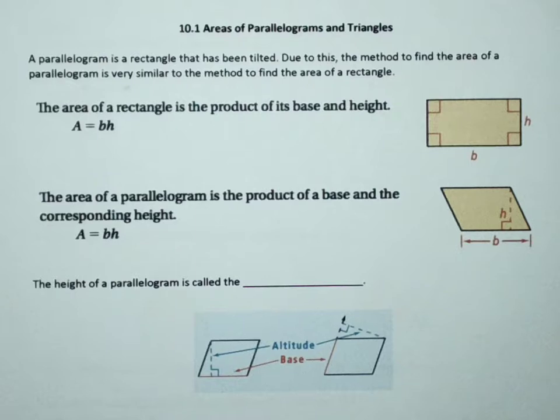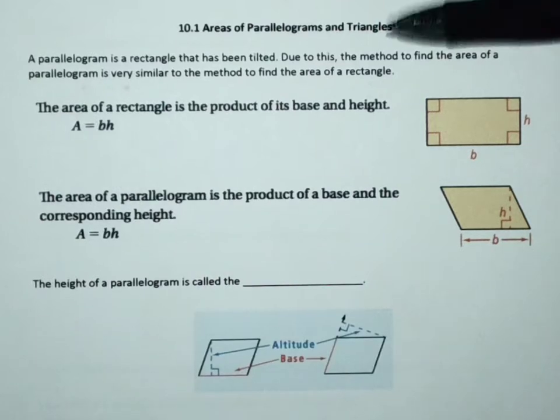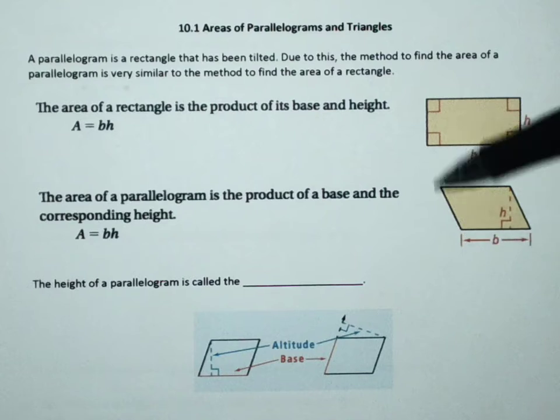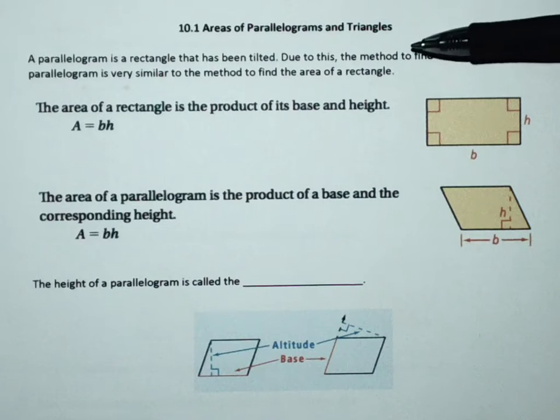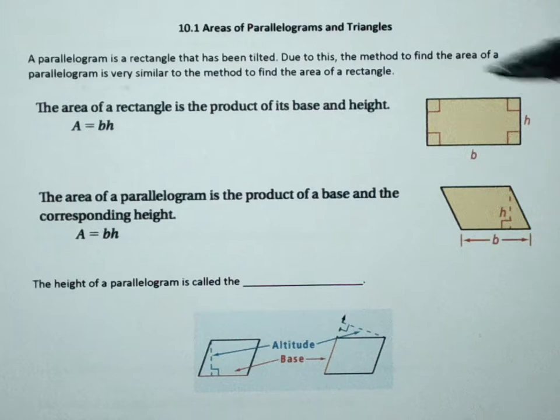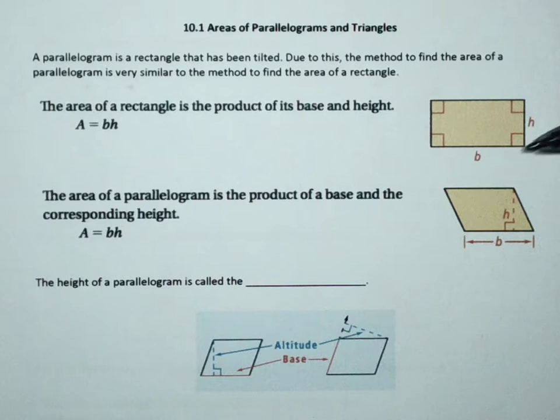10.1, areas of parallelograms and triangles. A parallelogram is a rectangle that has kind of been tilted on its axes. This right here is a parallelogram. Due to this, the method to find the area of a parallelogram is very similar to that of finding the area of a rectangle. If we have a regular old rectangle here, you find the area by taking the base times the height, or the length times the width. It's a two-dimensional figure, and you multiply together the two dimensions. A parallelogram is exactly the same.